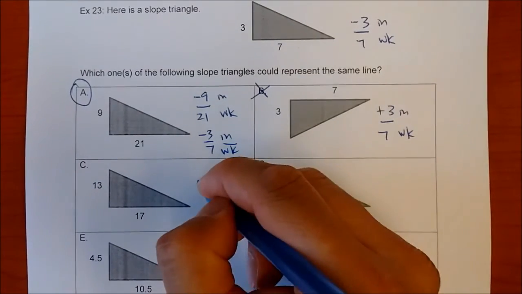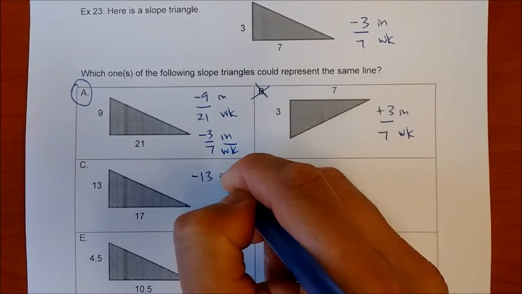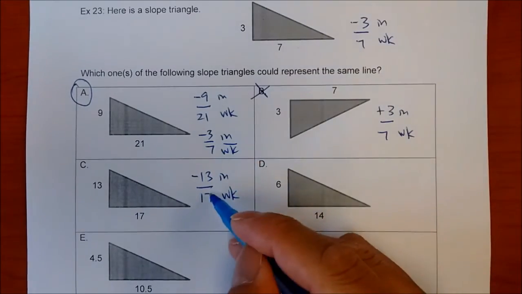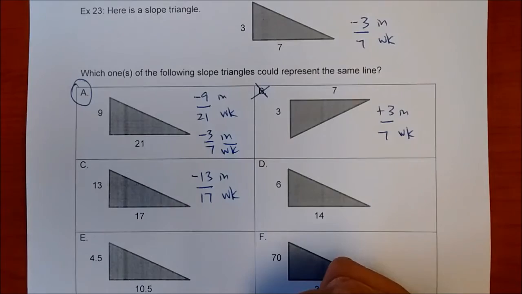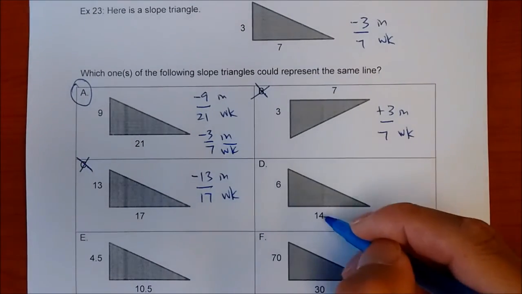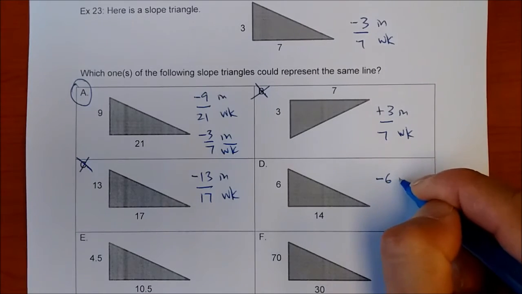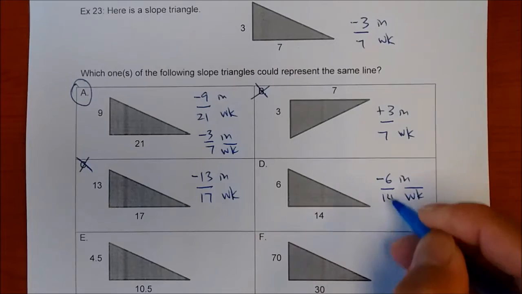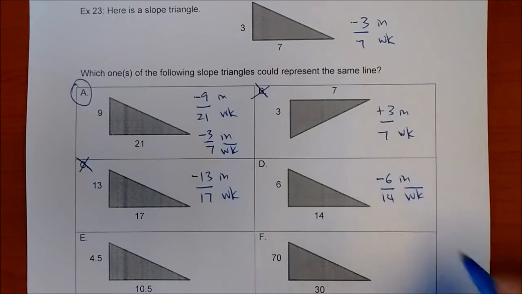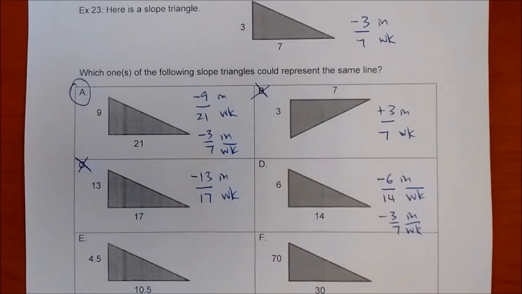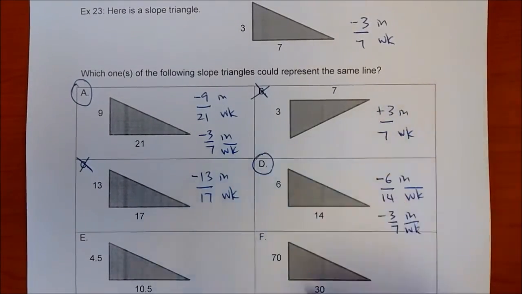Part C, we have a loss of 13 inches over 17 weeks, and hopefully it's clear to you that that's not equal to -3/7, so that one's out. Here we have 6 and 14, so that's a loss of 6 inches over the course of 14 weeks. And that reduces, if you divide both numerator and denominator by 2, to -3/7 inch per week. So that does match up with the unit rate in the original triangle, so that one's good.